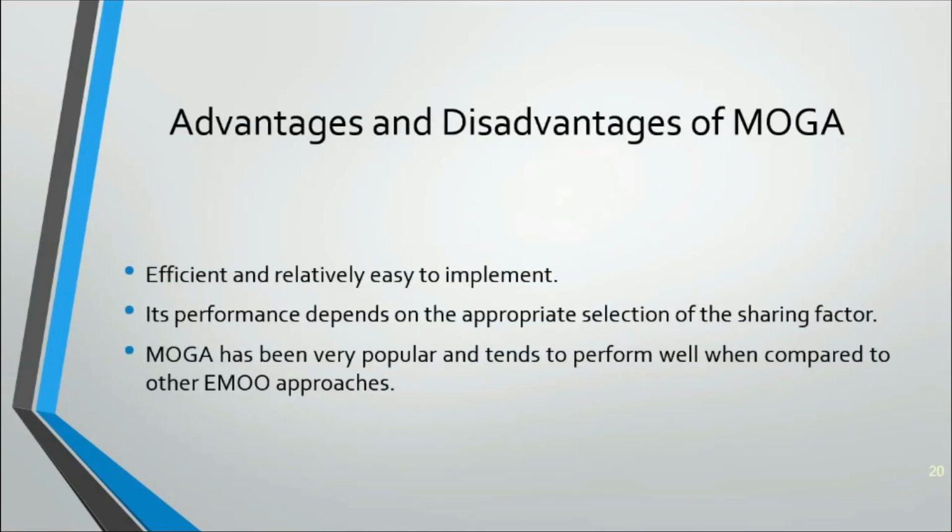And the advantages and disadvantages of MOGA, that is the multi-objective genetic algorithm. It is efficient and relatively easy to implement. Its performance depends on the appropriate selection of the sharing factor. So that is it. The MOGA has been very popular and it tends to perform well when compared to other evolutionary multi-objective optimization approaches.